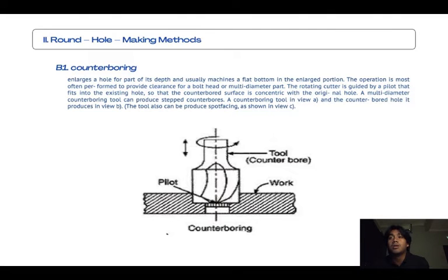The rotating cutter is guided by a pilot that fits into the existing hole, so that the counterbore surface is concentric with the original hole. A multi-diameter counterboring tool can produce stepped counterbores. A counterboring tool is shown in the first view, and the counterbored hole it produced in another view. The second is that the tool can also produce spot facing, as shown in view C.